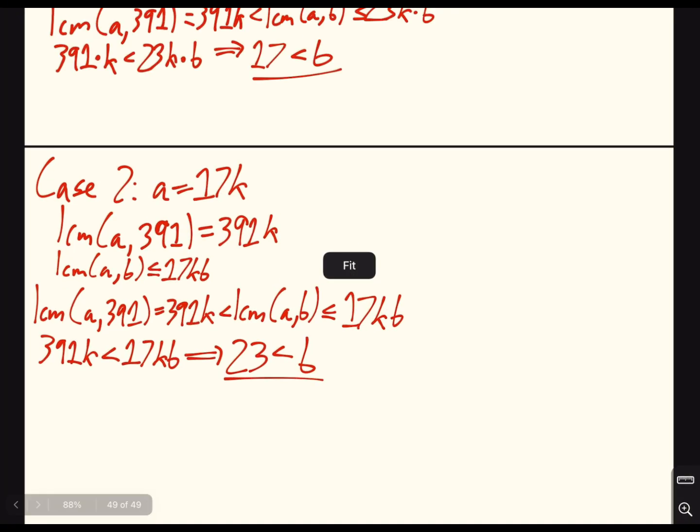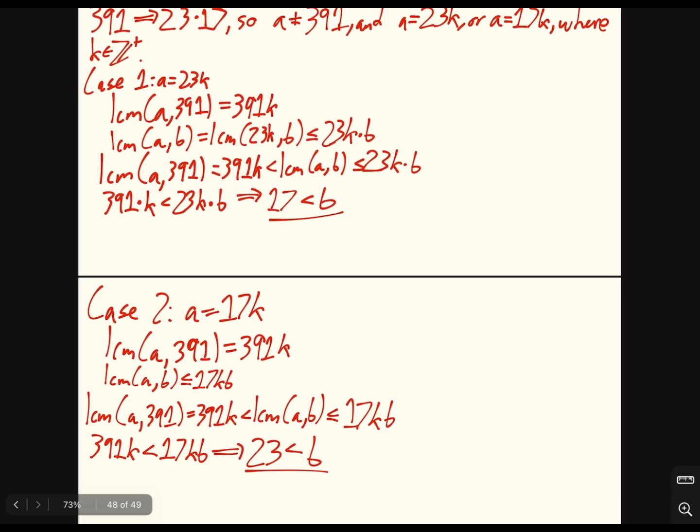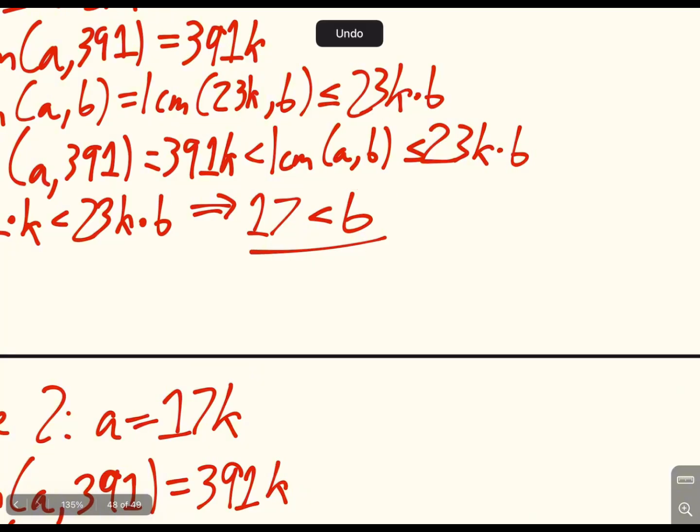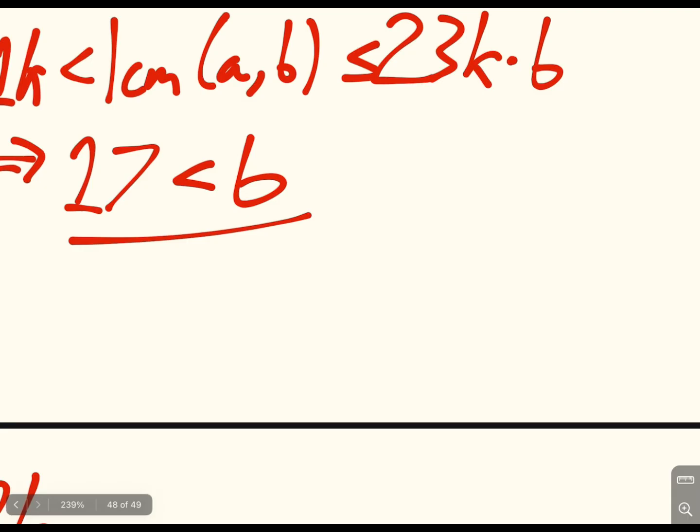But between both cases, case 1 and case 2, obviously this bound gives smaller values for b, and the smallest integer for b when b is greater than 17 is obviously, b has to be greater than or equal to 18.